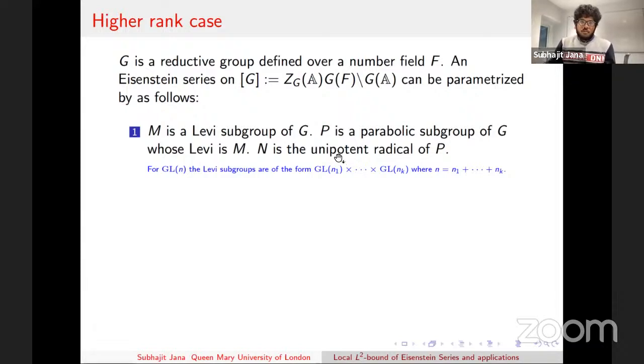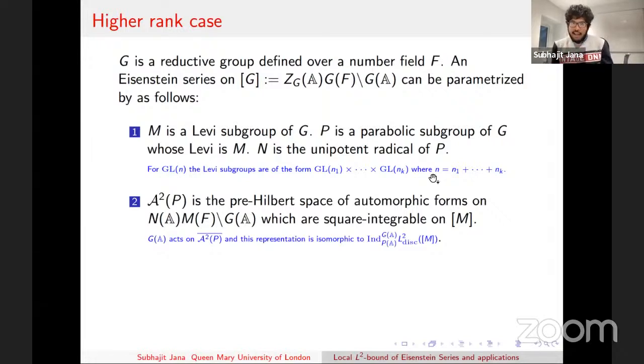So if you consider GL_N, then the Levi would be a product over various GL_{N_i}, so that the sum of the N_i is N. Next, we consider the pre-Hilbert space A_P of automorphic forms on G_A mod M_F, invariant by N_F. Sorry, invariant by M_F and N_A, the adelic points of the unipotent radical, which are square integrable on M, on the automorphic space of M, that is M_A mod M_F. This is a pre-Hilbert space, and the group acts on this space, which is isomorphic to this induced space of the discrete series of M, induced from P to G.